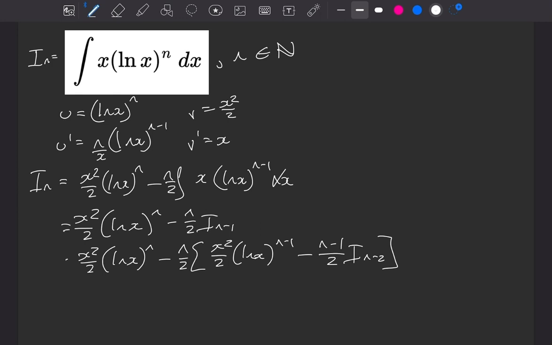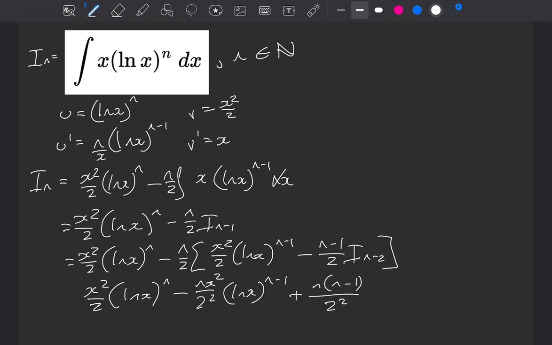So we'll still have the first term, x squared on 2, natural log of x to the power of n, and then expanding these brackets, we'll have 2 squared on the bottom, n x squared on the top, natural log of x raised to the power of n minus 1. And for the second term, what we'll have is a plus, so the minus and the minus make a plus. We'll have n minus 1 over 2 squared, I n minus 2. So we can start to see a pattern appearing, because this thing is going to give us again the same term out there, but with an n minus 2. So the pattern should be quite nice.